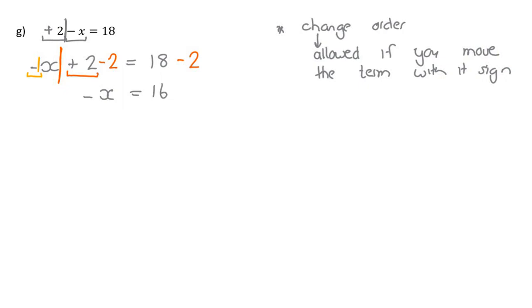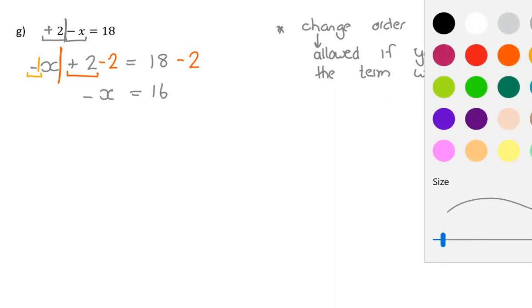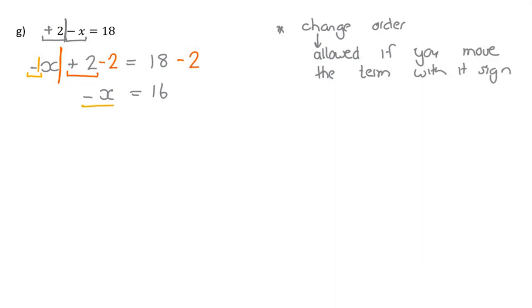Remember, you don't actually have to show the orange. You could just go straight to the negative x equals 16 and do it in your head. Now I'm going to divide by negative 1 because technically there's an invisible negative 1 there. And so I get x is equal to negative 16. And you can always check if you're right. Now, did you have to change the order? And the answer is no.